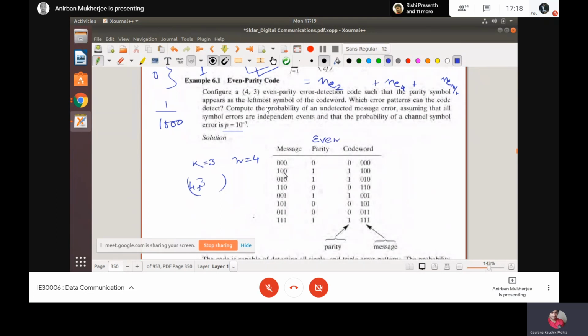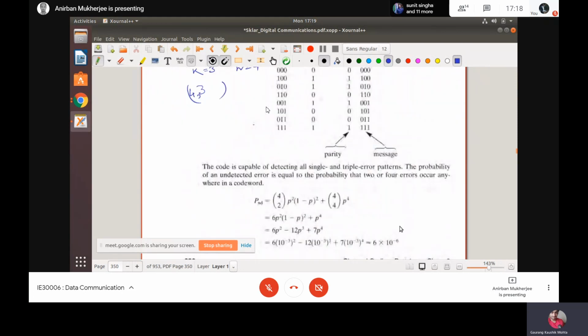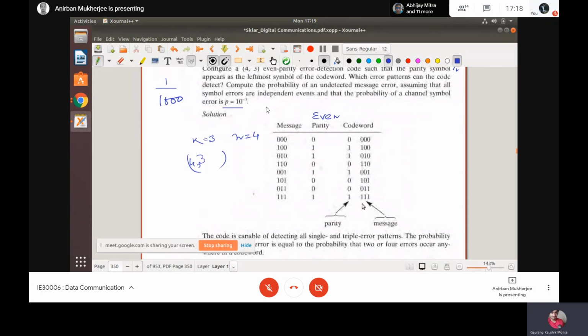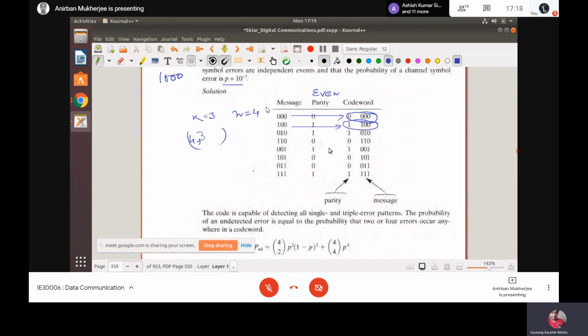Now 1 0 0 means I have to put 1, so that the total number of ones is 2. 0 1 0 means I will put 1, so that is 2 ones. Double 1 is already there, so I will put 0, like that. These are my message bits and this is my parity bit, so this is my code word. For this message, this is my code word. For this message, this is my code word.